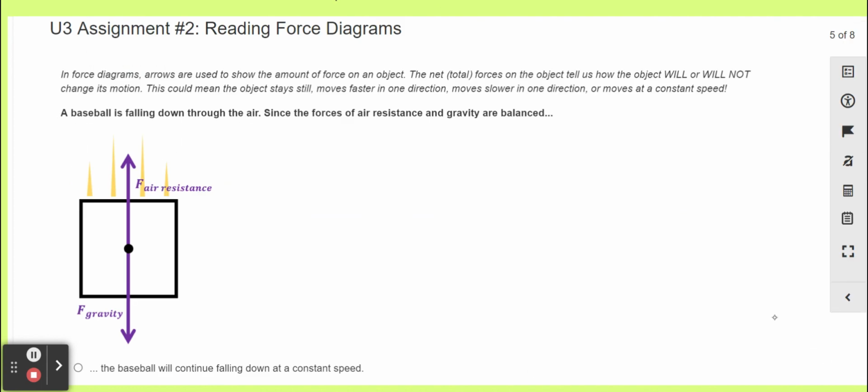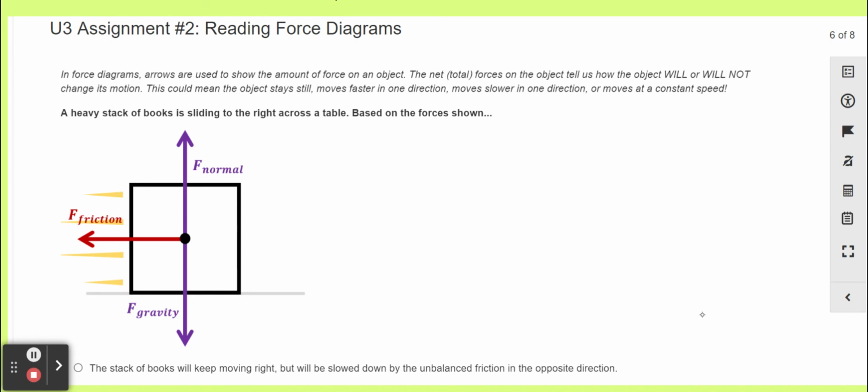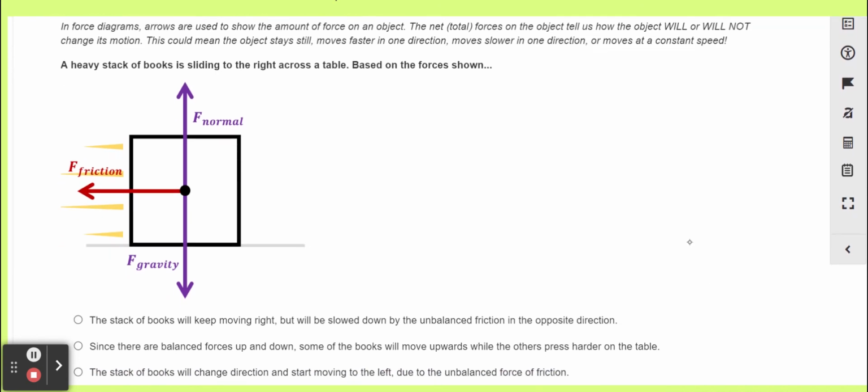Let's check another one. Well, that's a little bit different. Let's look at this one. We've got a heavy stack of books sliding to the right across a table. Okay, so if this is our stack of books, we've got gravity pulling down, normal force going up. So kind of like the gravity and tension example, those are balanced. So the stack of books isn't going to be moving up or down off of this surface.